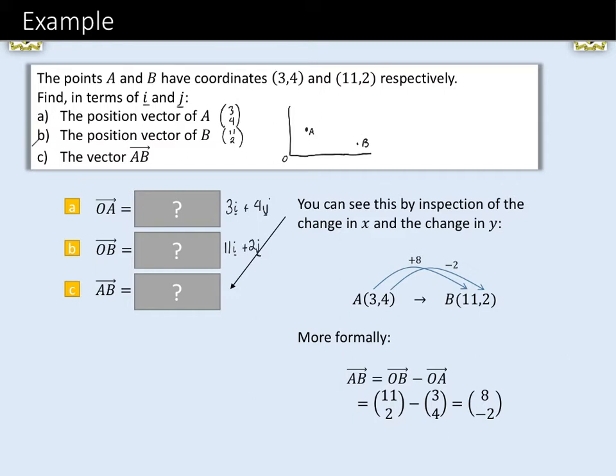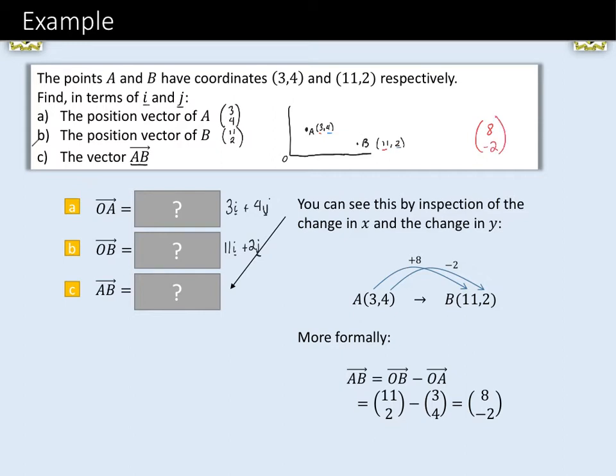So on the last part, it wants the vector from A to B. So it says over here on the right-hand side, we could just have a look at that and think, well, if A is the point 3, 4, and B is the coordinate point 11, 2, what's happened from 3 to get to 11? So it's gone to the right by 8. And then what's happened from 4 to get to 2? Well, it's gone down 2, so that's just going to be minus 2.